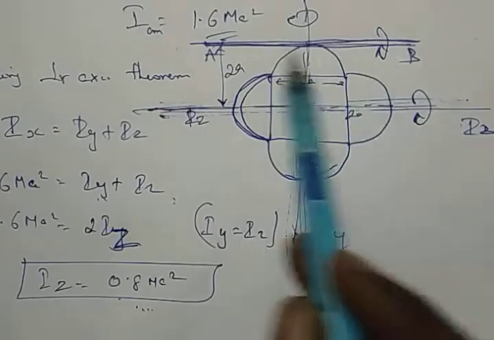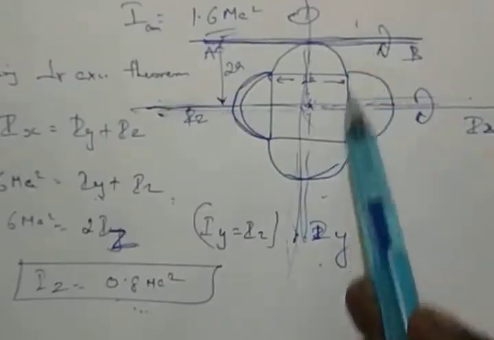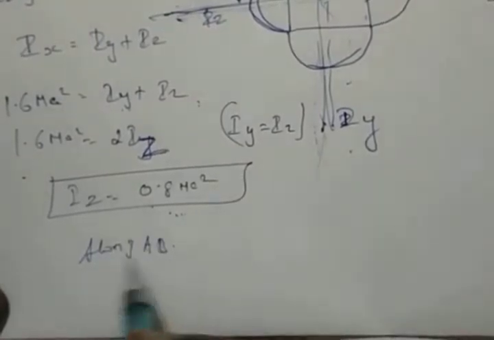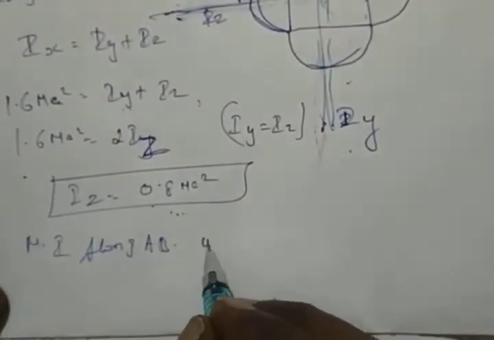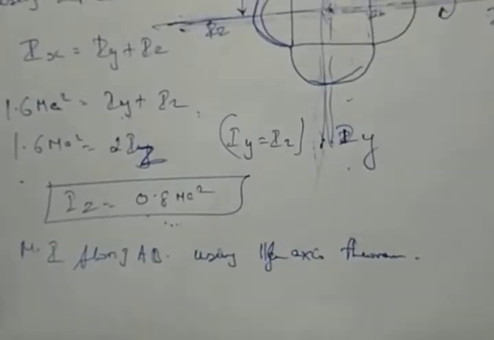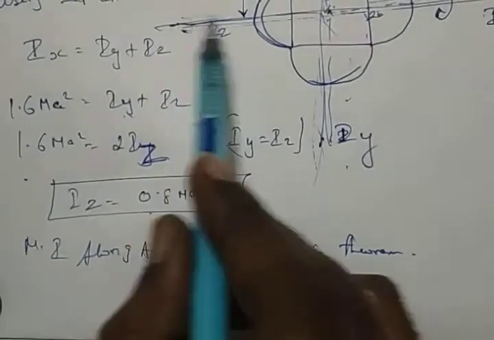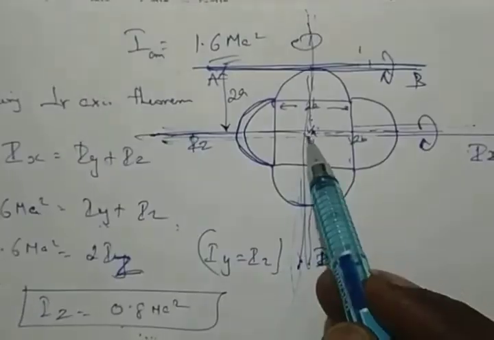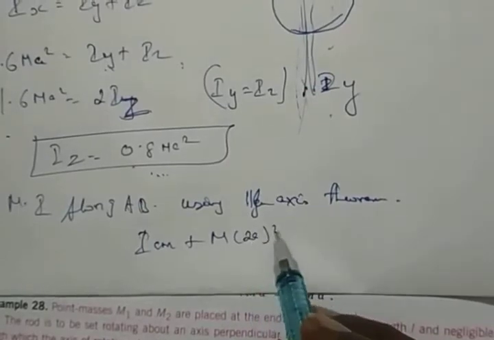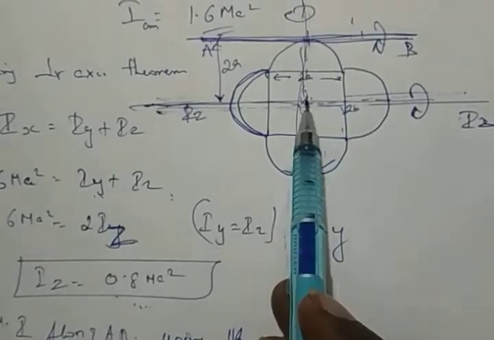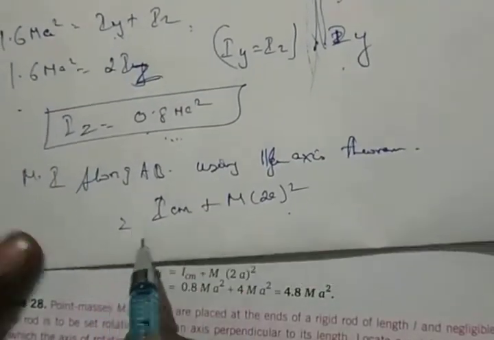Then what is this one then? You can apply the parallel axis theorem, along AB, using the parallel axis theorem. So how do you use the parallel axis theorem? First of all, moment of inertia along the center of mass plus mass into the distance square. The distance from the axis of rotation is 2a. So what is the mass of this one?